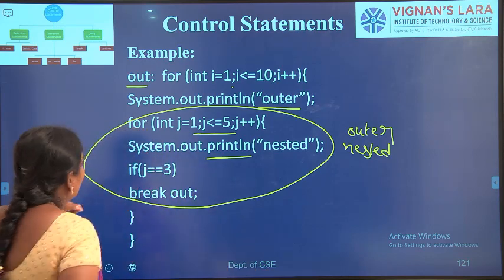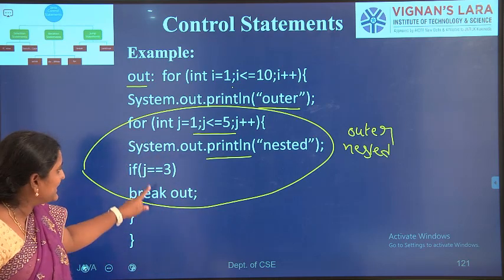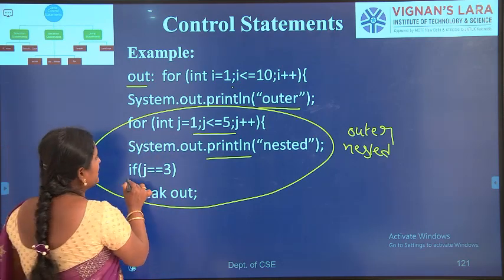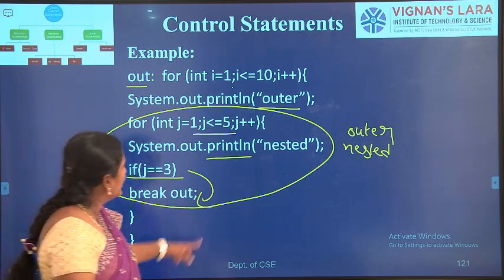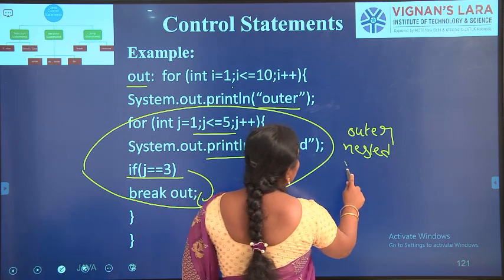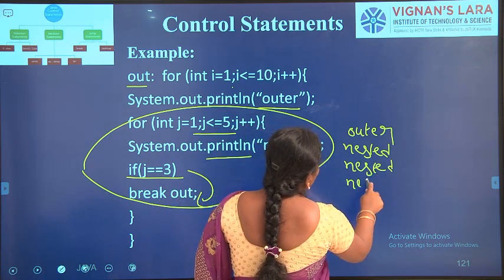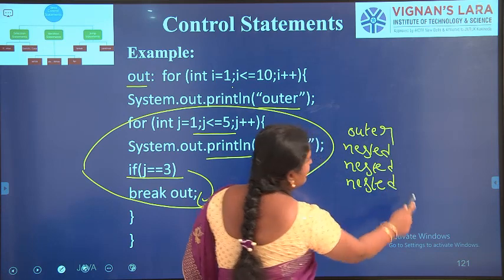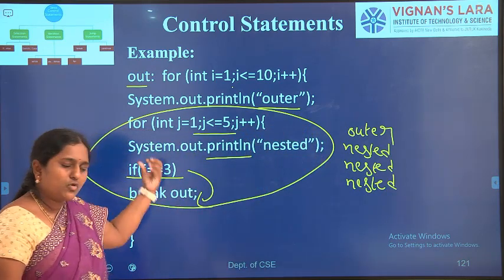But I want to exit for a particular condition. If j equal to 3, break out. Then it can print nested only 2 times.